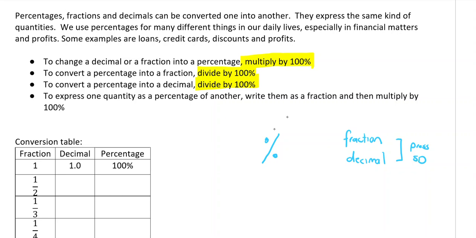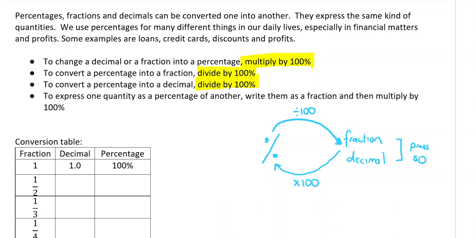But if you want to go from a percentage to either one of those, just pointing to the fraction, either one of those, you will divide by 100. If you want to go from a fraction or a decimal to a percentage, you're going to times by 100. Okay, so that's a good little diagram to make sure it's on your study sheet.